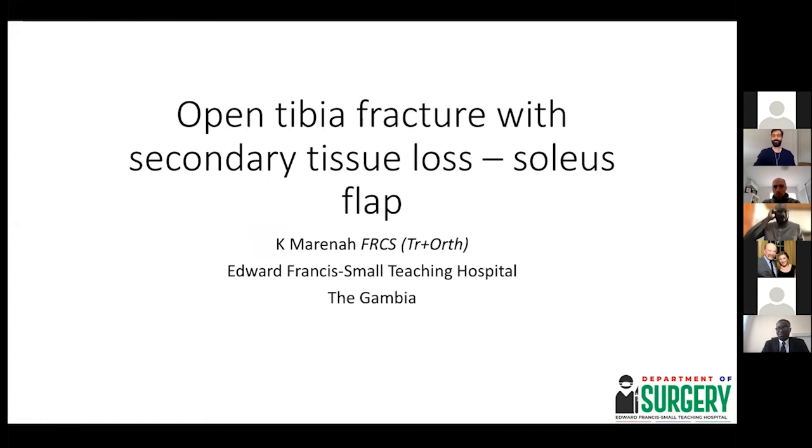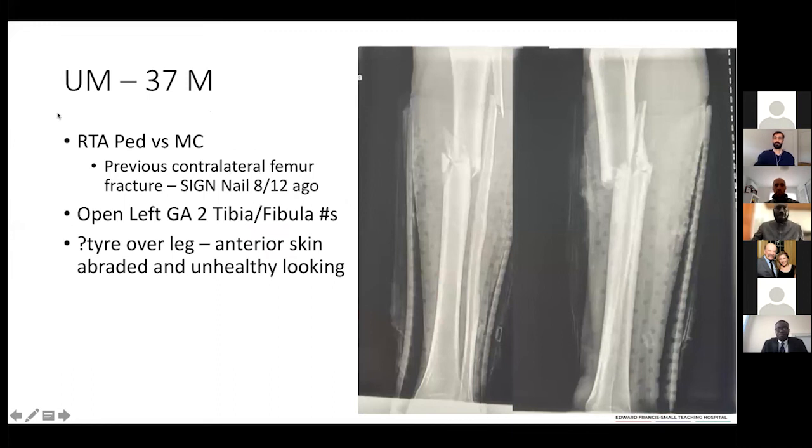So the last case of today is an open tibia fracture with soft tissue loss, in whom we did a soleus flap. This is actually a recent case of ours. A 37-year-old male who was involved in an RTA, pedestrian versus motorcycle. From the injuries, it seems as though the tire of the motorcycle went over his leg. So he had a abraded anterior skin, which looked fairly unhealthy, with a Gustilo Anderson 2 wound with this tibia and fibula fracture underlying it.